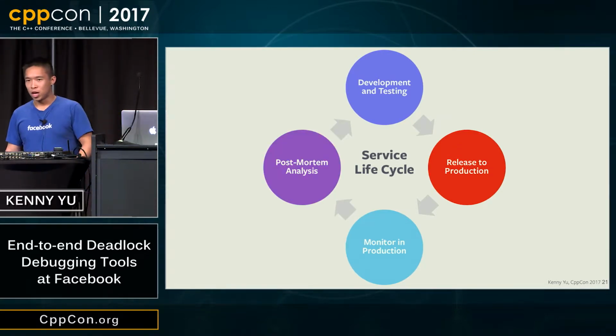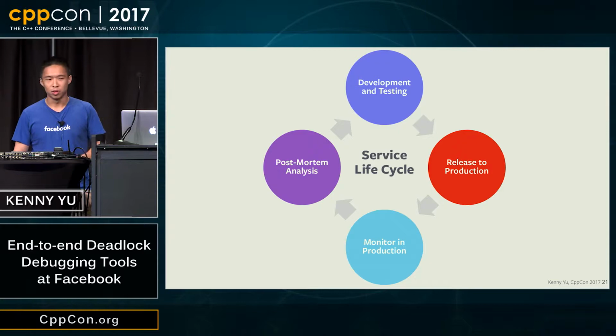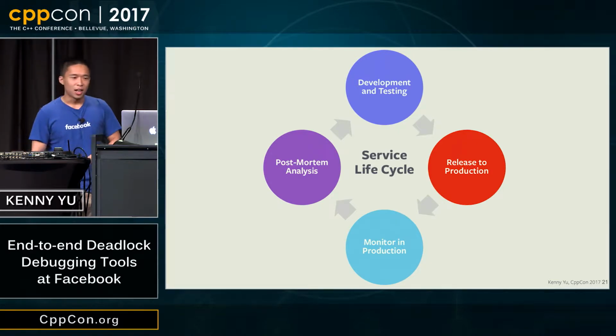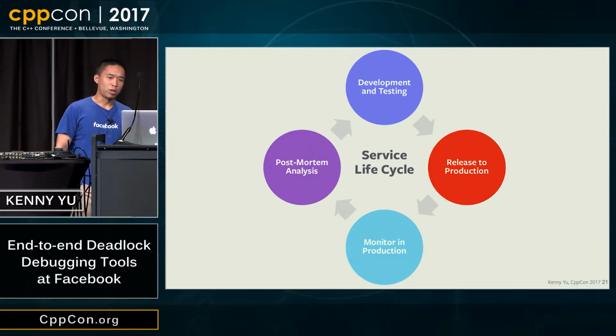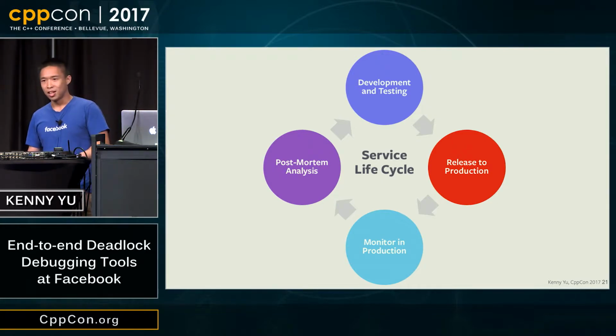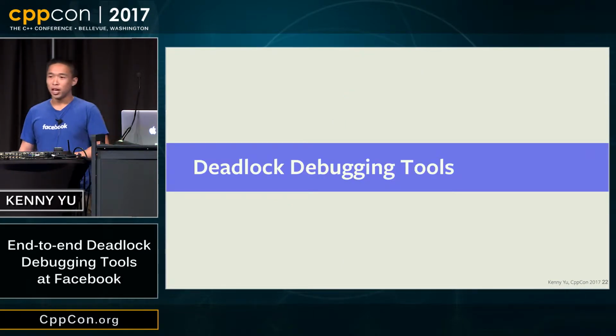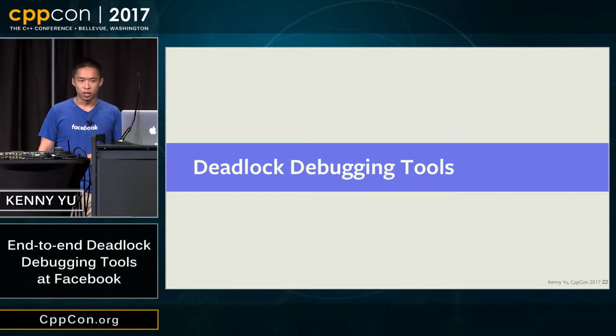Inevitably, your service will crash or experience some anomalous behavior, and then engineers will need to debug this, fix the bug, and then the cycle repeats. To make deadlocks easier to debug, our approach is to develop end-to-end tooling to help engineers detect deadlocks in all of these phases. By applying these tools end-to-end, engineers will have higher confidence in deadlock-free code.